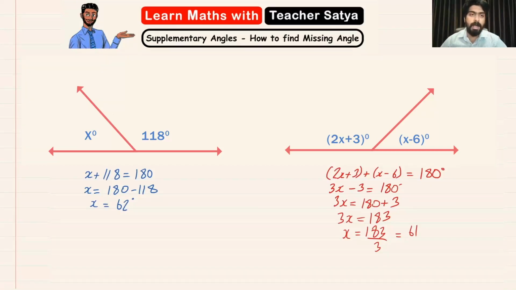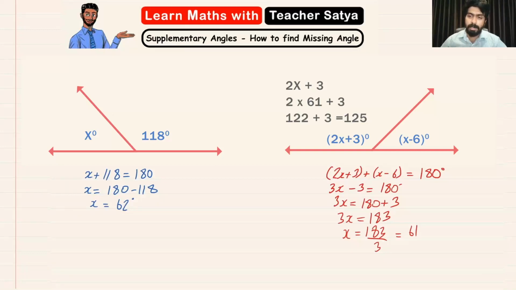Now we have found the value of x. So x is 61. Let us substitute the value of x in these angles. The first one is 2x plus 3. So we have 2 multiplied by 61 plus 3, and 2 times 61 is 122, plus 3, which is equal to 125. So this angle right here would be 125 degrees.